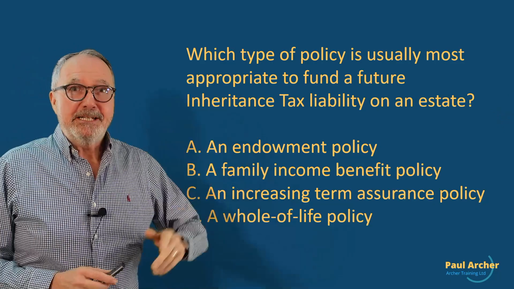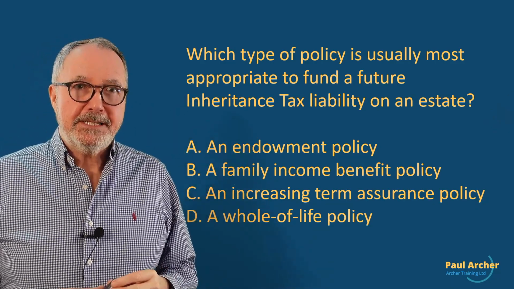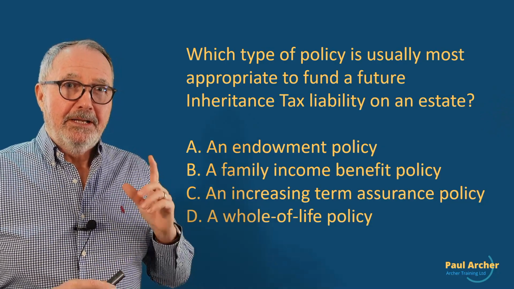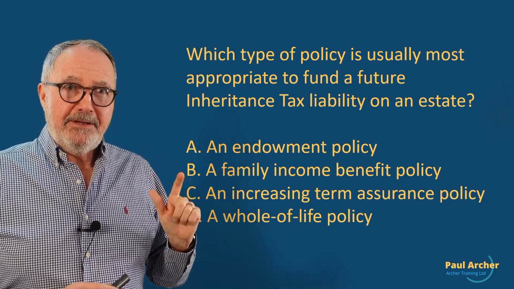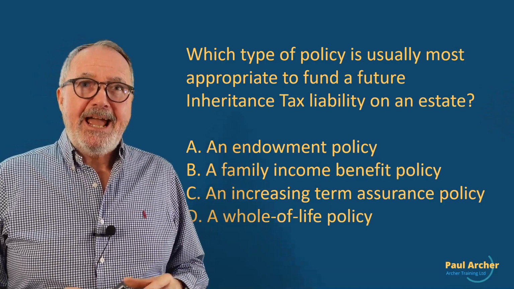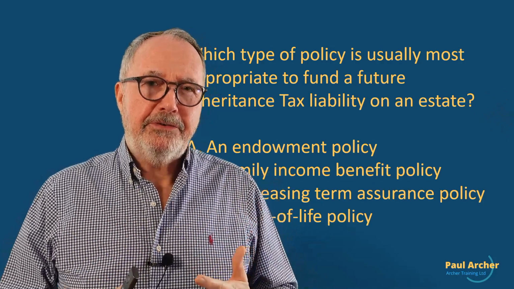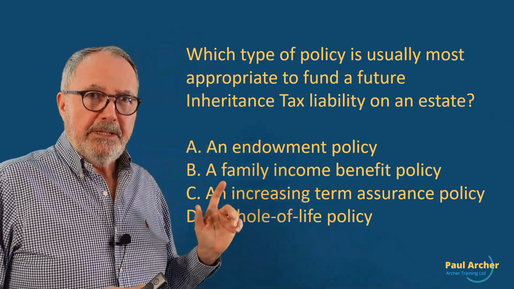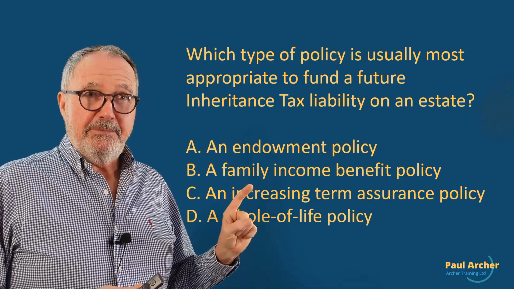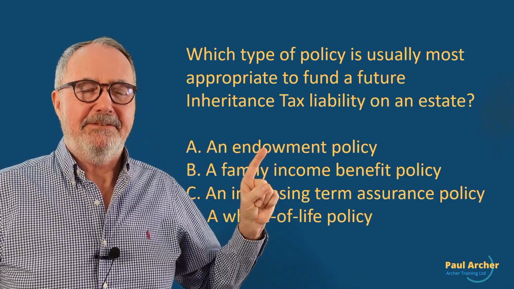So which type of policy then is usually most appropriate to fund a future inheritance tax liability on an estate, is the question. And we've got endowment policy, family income benefit, increasing term assurance, or whole of life policy. So again, if you're in the mortgage world and you're learning this topic, you probably don't come across this too much. The policies you probably sell are family income benefit and increasing term, possibly for life protection. You won't have touched an endowment policy. They've not been around for years. They've died a death, haven't they?